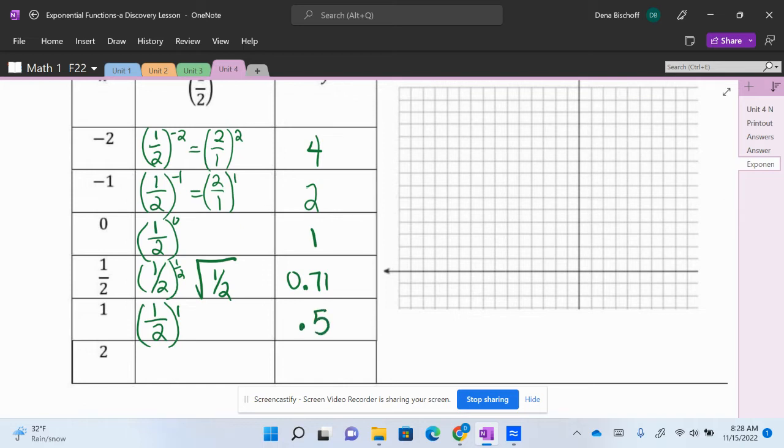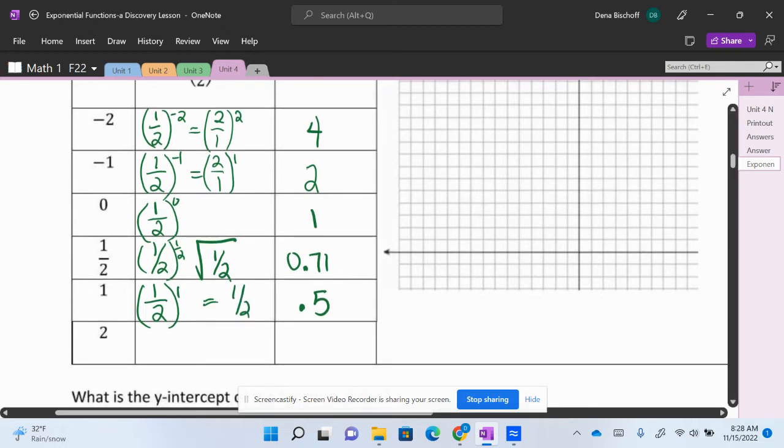That'll help us when it comes to thinking about this. I'm going to write equals 1/2, which is 0.5. And then 1/2 to the power of 2. That's the same thing as saying 1/2 times 1/2, which is 1/4 or 0.25.